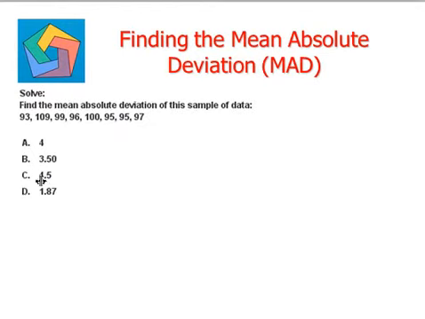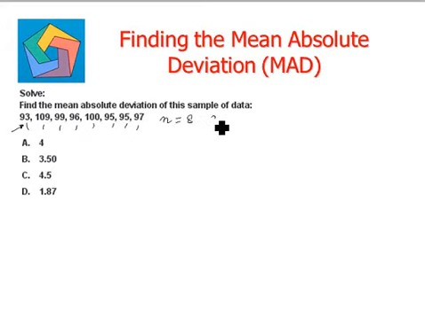The first one says find the mean absolute deviation of this sample of data. Here we're given some data. This has 1, 2, 3, 4, 5, 6, 7, 8 values, so our n equals 8. To find the mean, we will add up all these numbers and divide by 8.